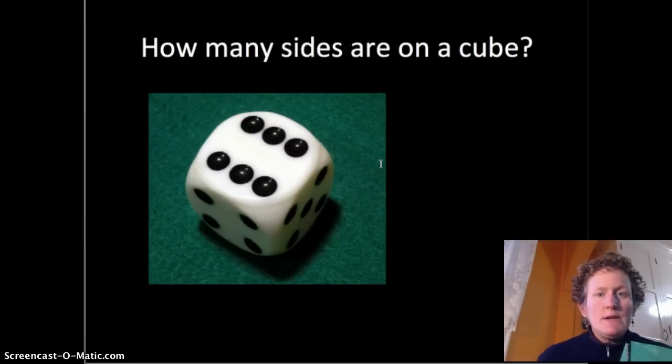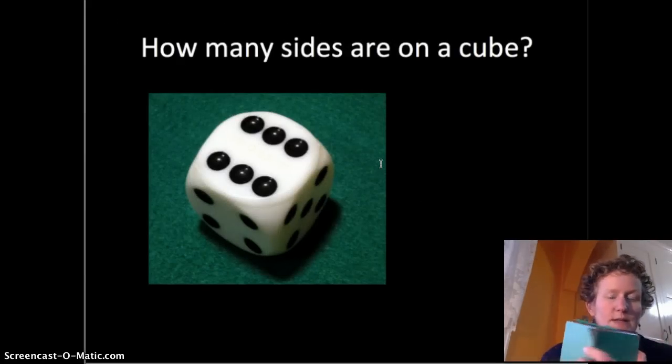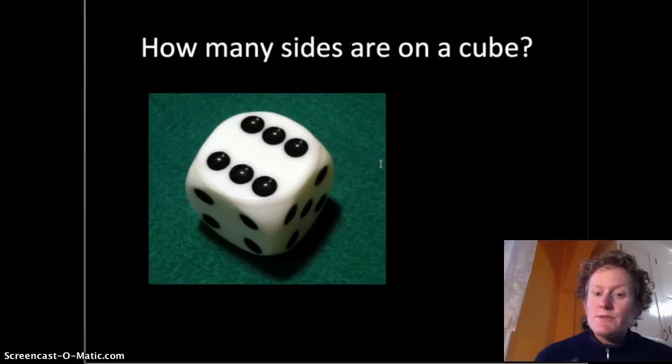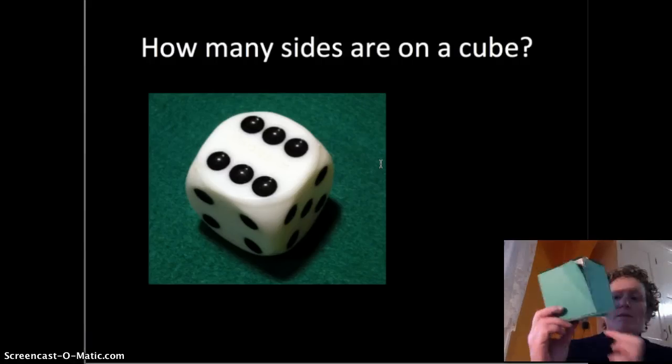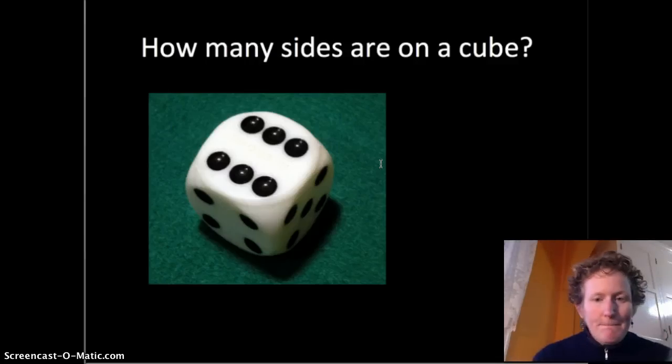How many sides are on a cube? Well, how many sides are on a dice? The answer is right in front of you. There's 1, 2, 3, 4, 5, 6.